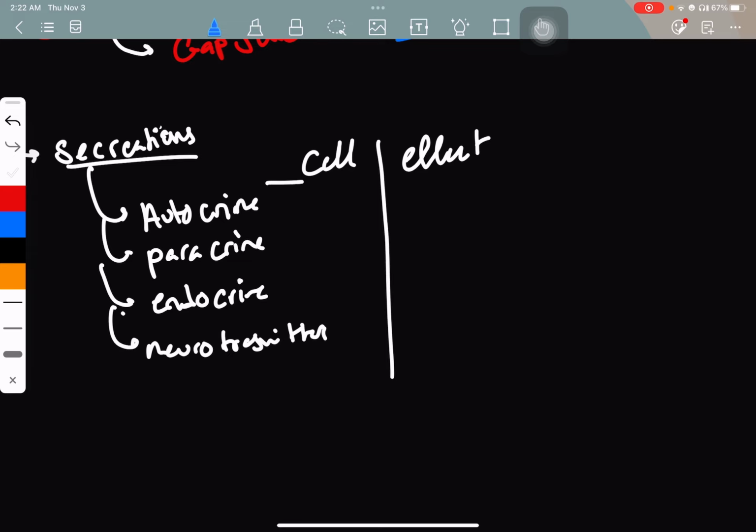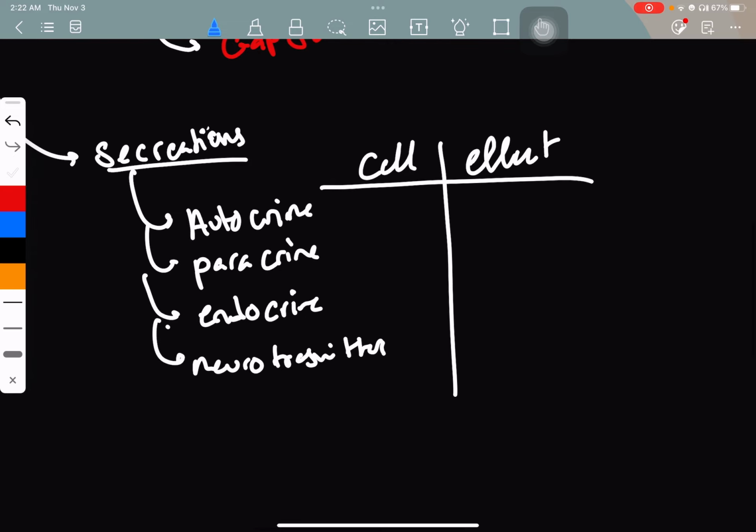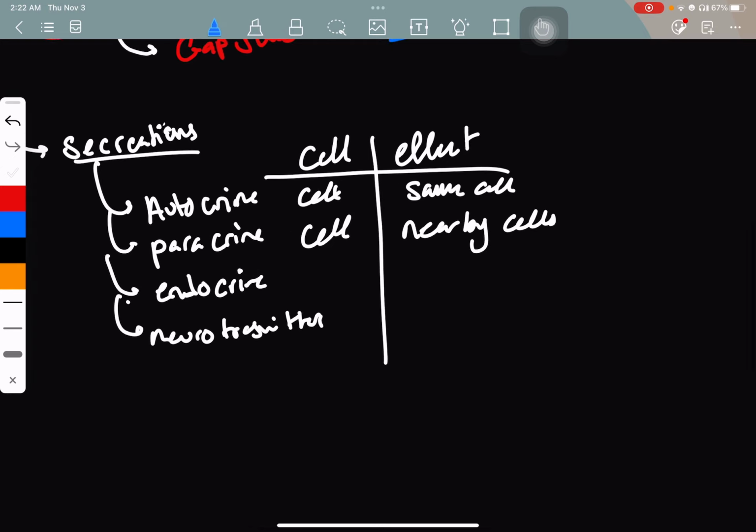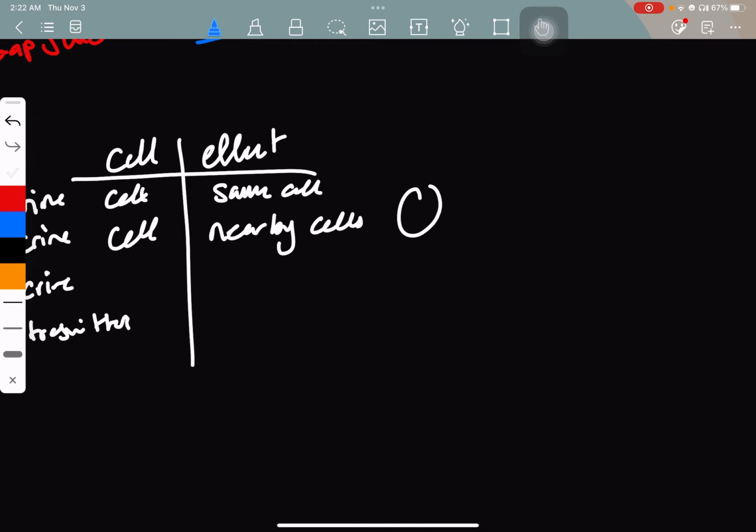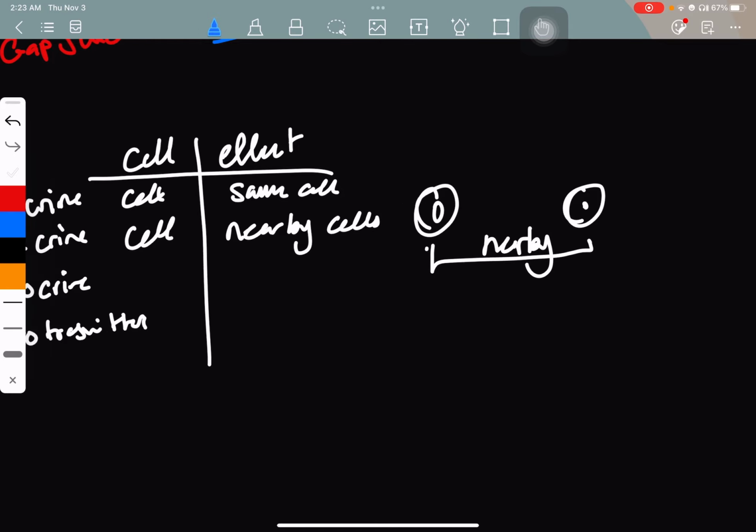Let's put it like a table. Autocrine is from one cell, and it affects the same cell. Paracrine comes from one cell and it affects nearby cells. In this example, there's a cell over here and a cell over here, so there's a certain distance, but they are nearby. They're not the same cell, but they're nearby.